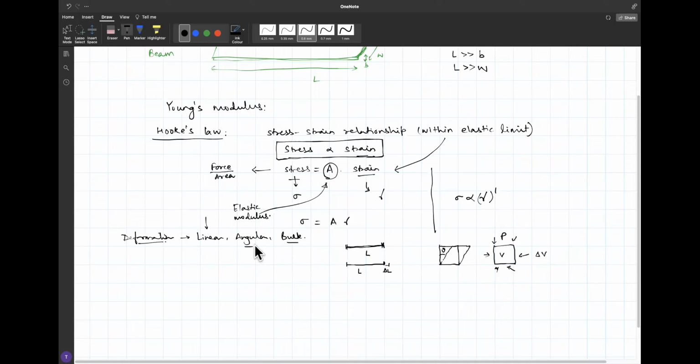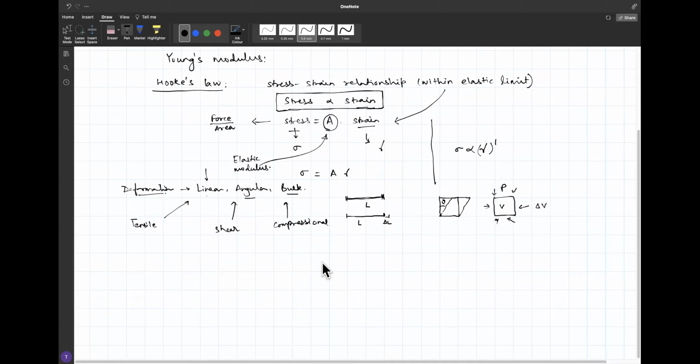In this case, you have what is called a tensile stress, if you like. The stress corresponding to this is tensile stress, corresponding to this is called shear stress, and corresponding to this is called compressional stress. These are some general concepts which are very useful no matter what area of physics you prefer or is your favorite.